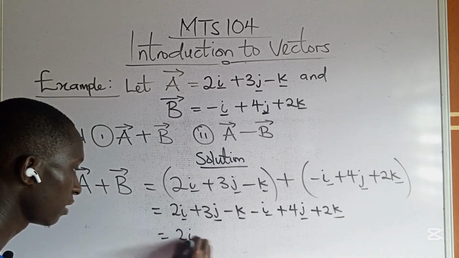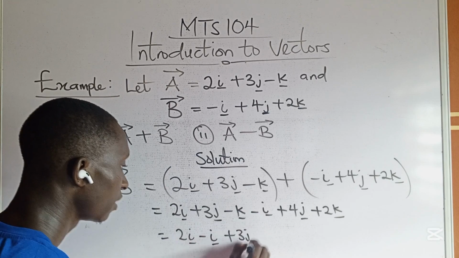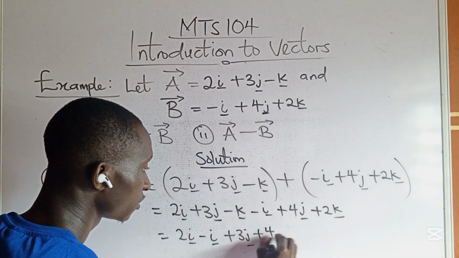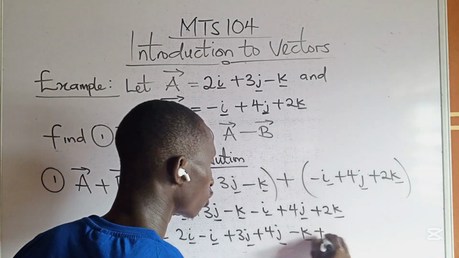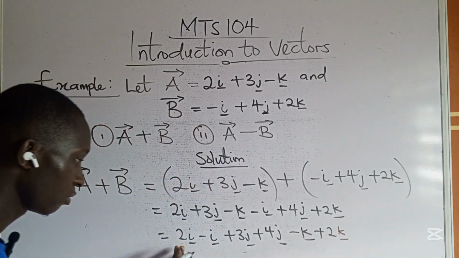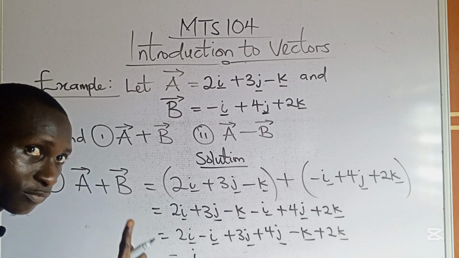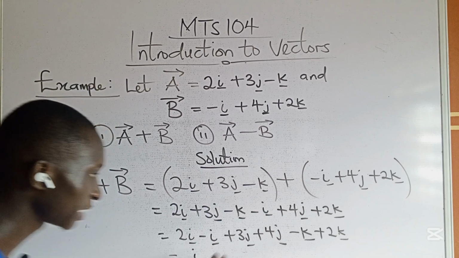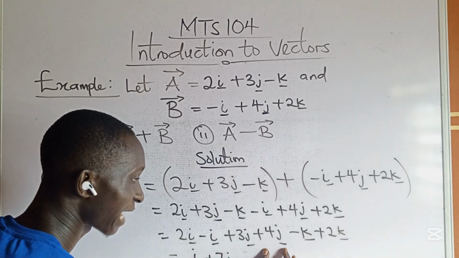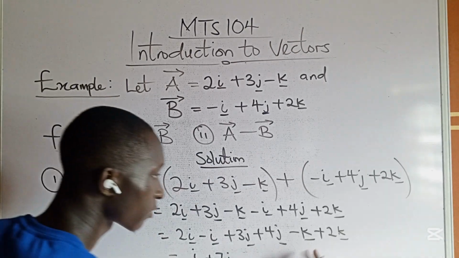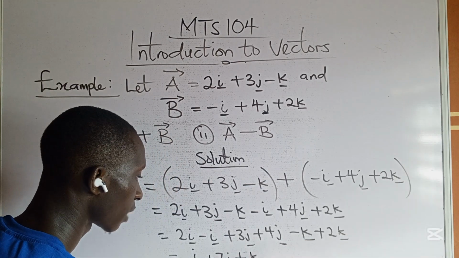That is 2i minus i plus 3j plus 4j minus k plus 2k. Now, 2 minus 1, that is 1. So that's how I would add, which is just the same as the previous one. So 3 plus 4 becomes 7j, because these are the same component, and minus 1 plus 2 becomes 1.